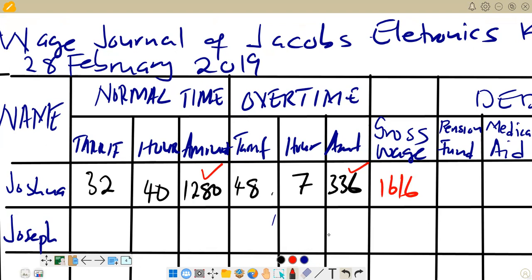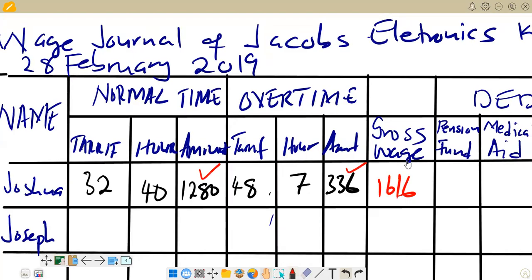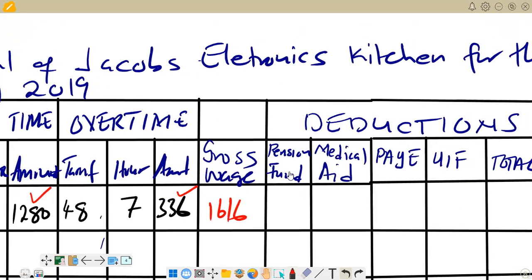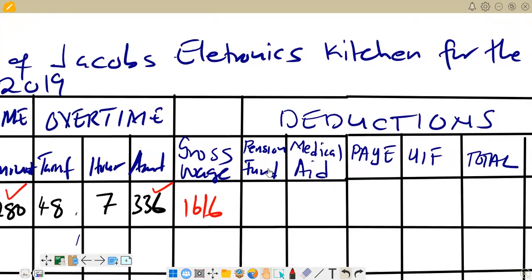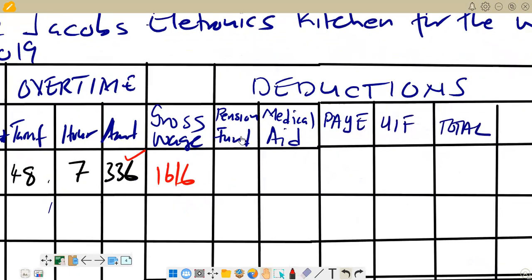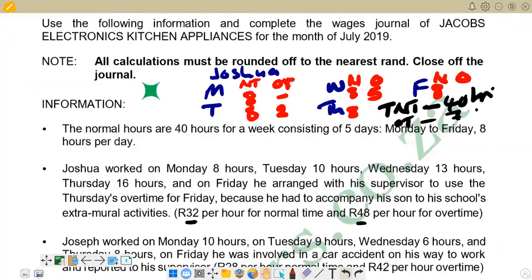Remember that section that we are using there. Now the section for deductions. These are deductions: pension fund, medical aid, pay, which is pay as you earn, then UIF, then we add the total of the deductions there. So we can just put it here. And our pension fund, we go to the question to see how we should calculate the pension fund. It's given there in terms of how we should calculate that pension fund.